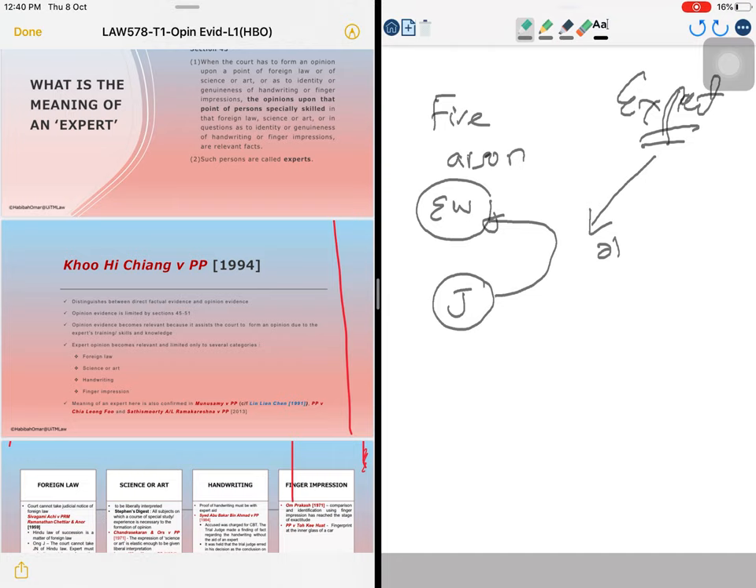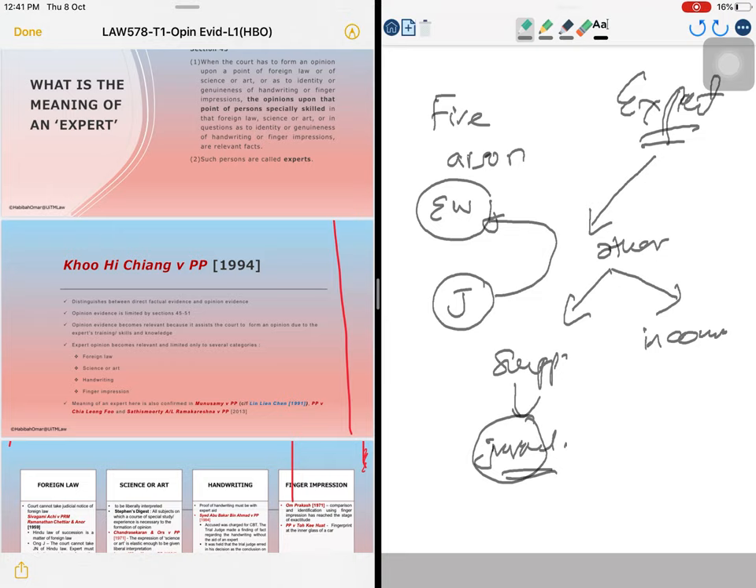So the expert can refer to other evidence. This other evidence can be in support of his own evidence, or it can be inconsistent with his own evidence. So for example, he is giving evidence of a finding in a journal. So you may have a journal. This finding in the journal basically supports his opinion.